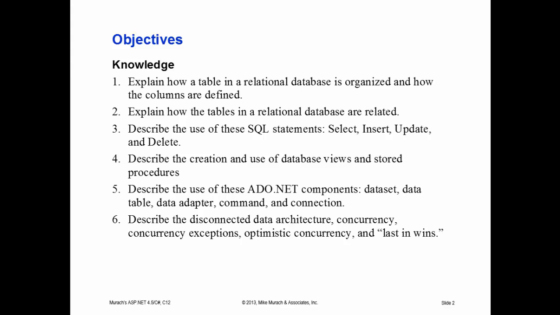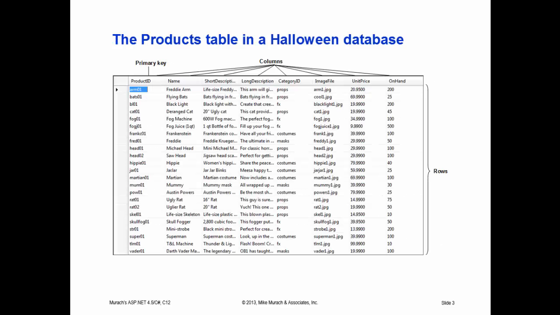And then we also talk about the idea that ADO.NET is a disconnected data architecture. You fetch the data, you operate on it, and then you sync back. With that, there are concurrency issues, and concurrency exceptions, a fancy way of saying an error, and how to deal with them. Some ways you can deal with it are optimistic concurrency and the idea of last in wins. The book talks about the pros and cons of those things.